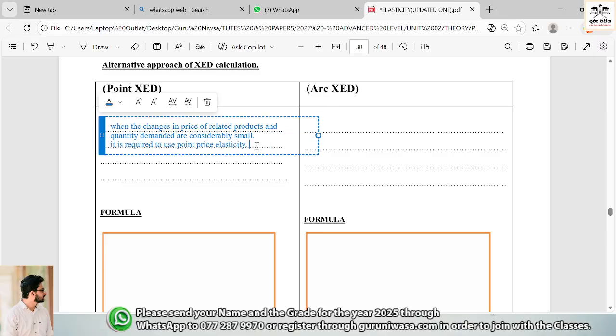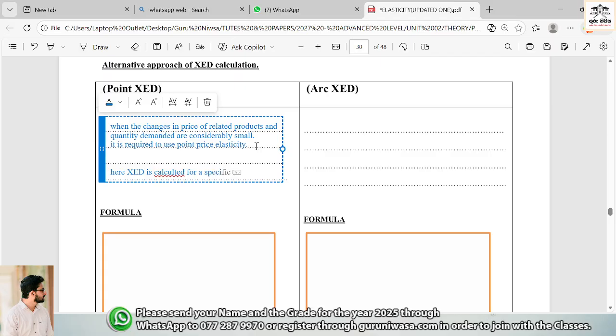Next point, write down: here XED is calculated for a specific price or point. Okay, calculated.